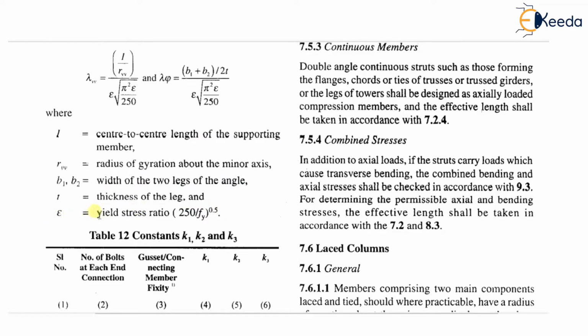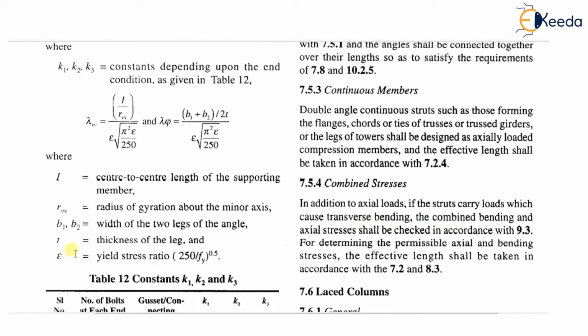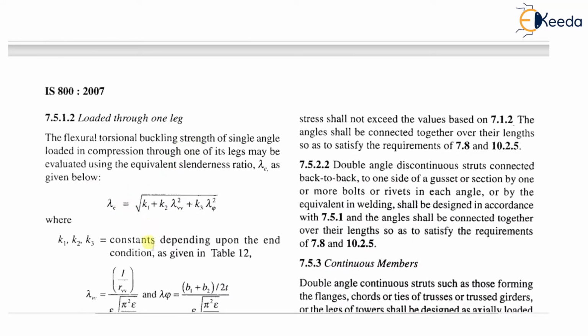See, epsilon they have given yield stress ratio and it is given by 250 divided by Fy raised to 0.5. So 250, what is the value of Fy? It is also 250. So 250 by 250 will be 1 and 1 raised to 0.5 will be 1. So that value will be 1 only. Then I can calculate that epsilon also. T is the thickness of leg. That is easy. B1 and B2 are the width of two legs. We have used 75, 75. So B1 and B2 will be 75, 75. So in this way you can put these values and finally you can calculate the lambda E value.